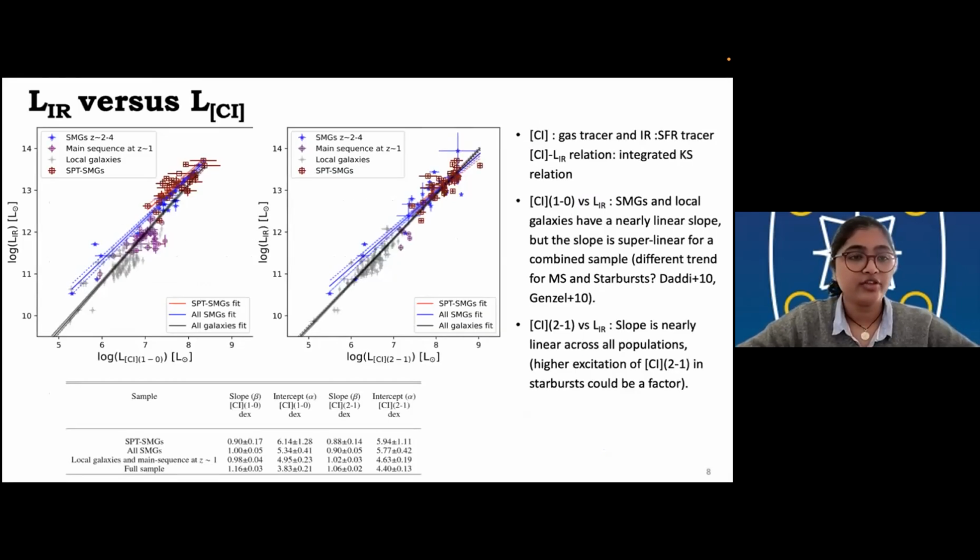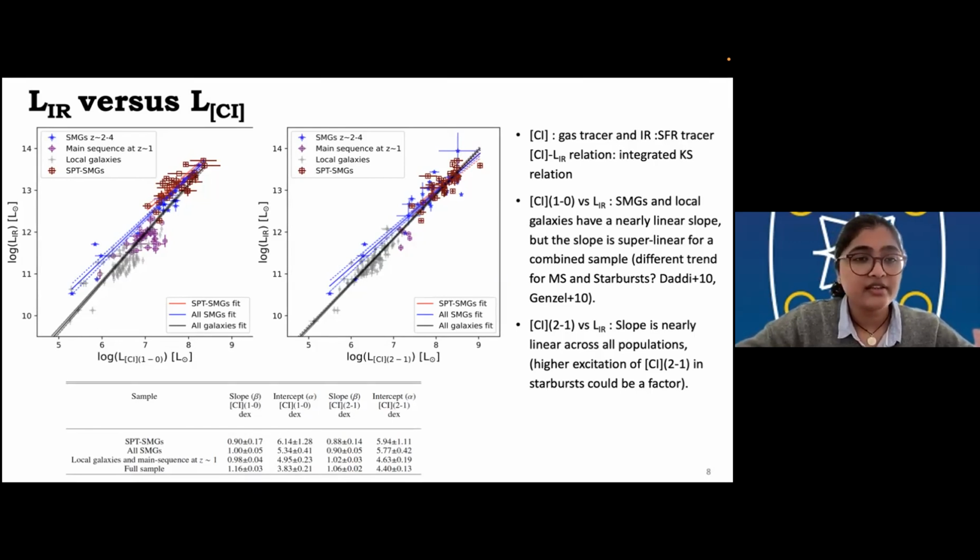Firstly, we try to understand the IR luminosity as a function of the C1 lines. C1 being an extended gas tracer and IR being a tracer of star formation rate, this plot could show us a proxy to the integrated Kennicutt-Schmidt relation. In the plot on the left, we see the IR luminosity against C1 1-0. What we do is constrain the slopes for just the SPT SMGs, including the SMG sample, the local and the main sequence galaxies, and also for a combined sample.